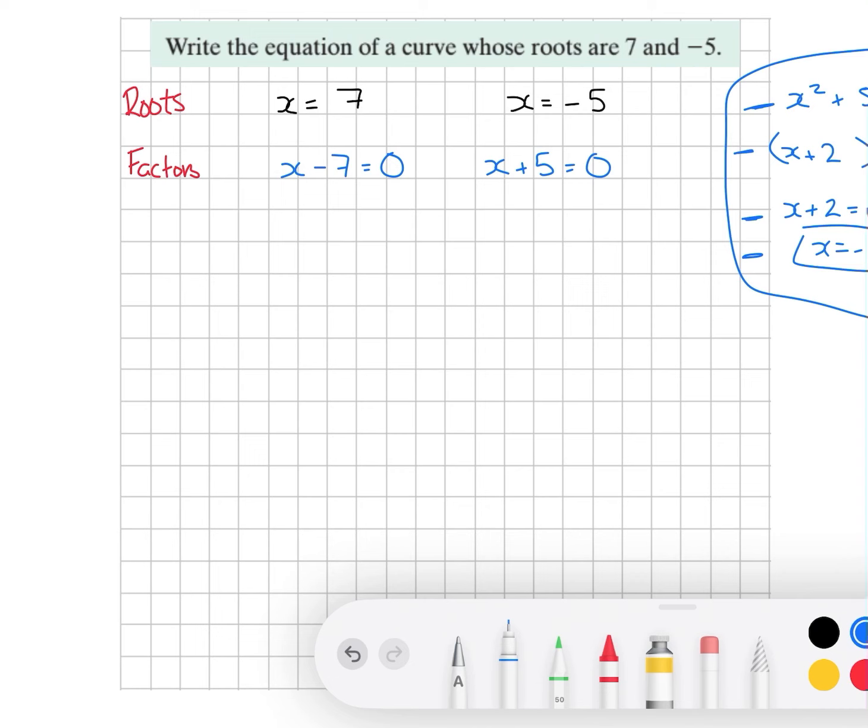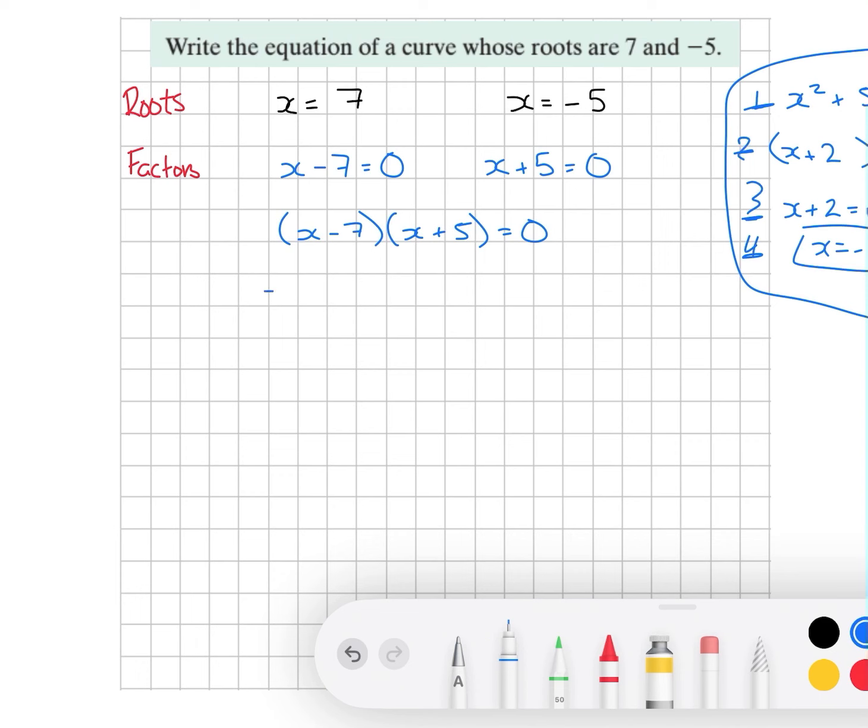So now we're going to start with the roots. We're going to convert them to factors, and we know that if we multiply these two factors together, we get 0. So I'm just working backwards up through. So 1, 2, 3, 4. I'm working from 4, 3, 2, 1.